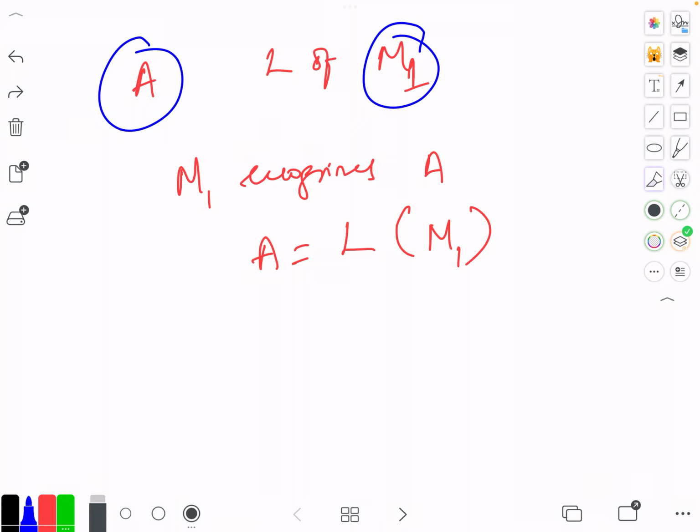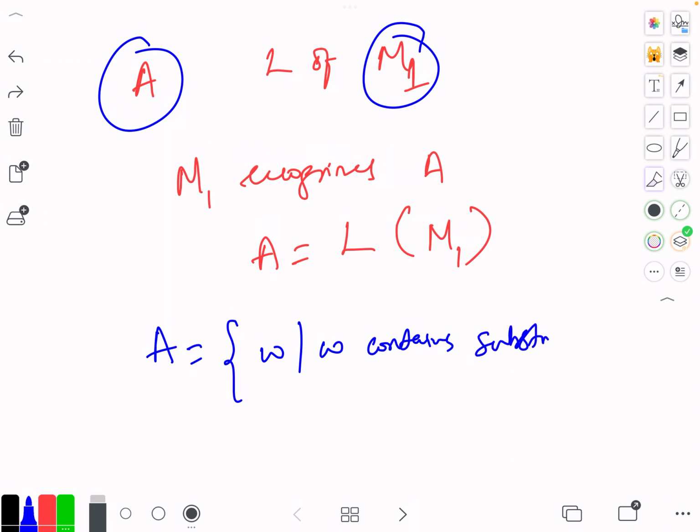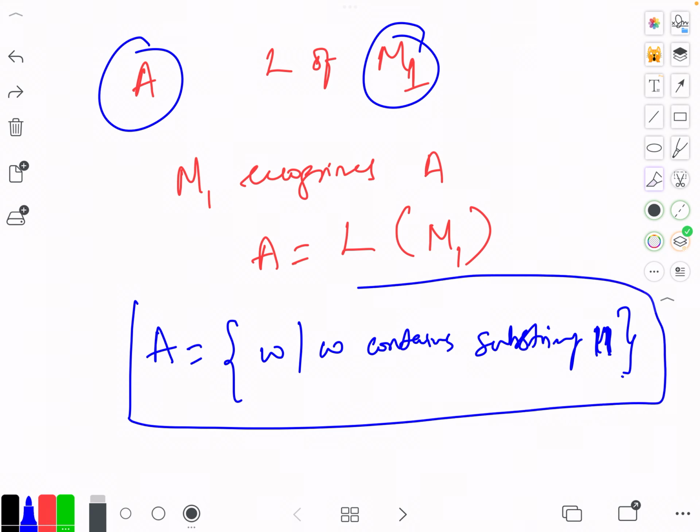So we can say that A is equal to the set of W, where W is a bunch of words, a string, and this W contains the substring 1 1. As we spoke, that string has to contain two consecutive 1s, and that is when we are going to accept. And when you pass it through that M1, it gets accepted. Otherwise, for the other conditions, it will not get accepted.